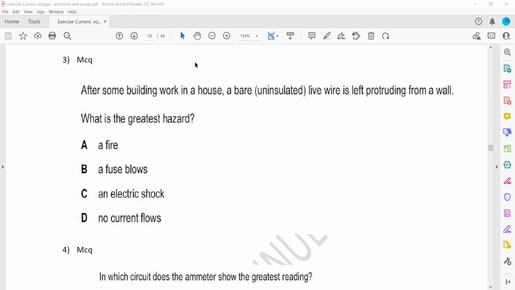So in question 3, after some building work, a house has a bare uninsulated wire, a wire which does not have any insulation or plastic covering, and it's a live wire, left protruding from a wall. What is the greatest hazard? What might happen if someone touches an uninsulated wire? He will get an electric shock.